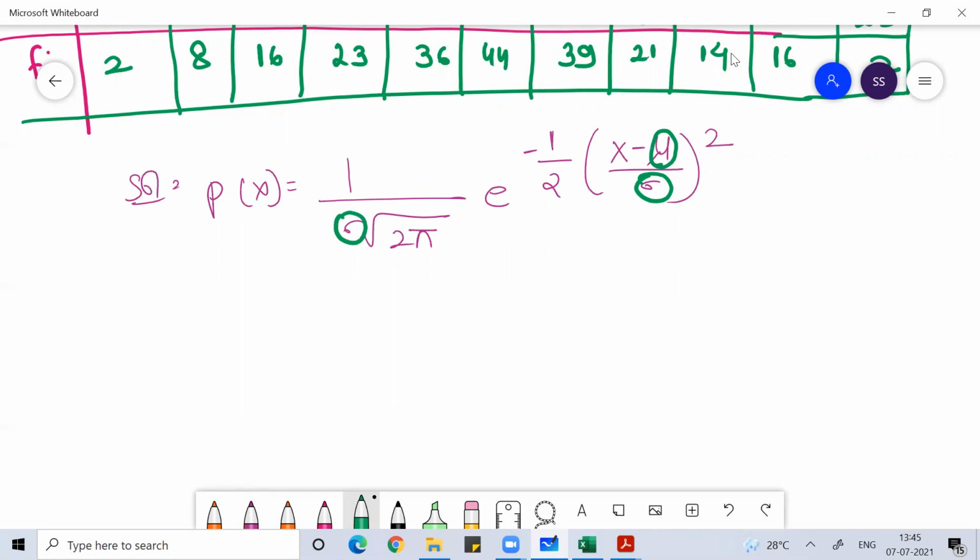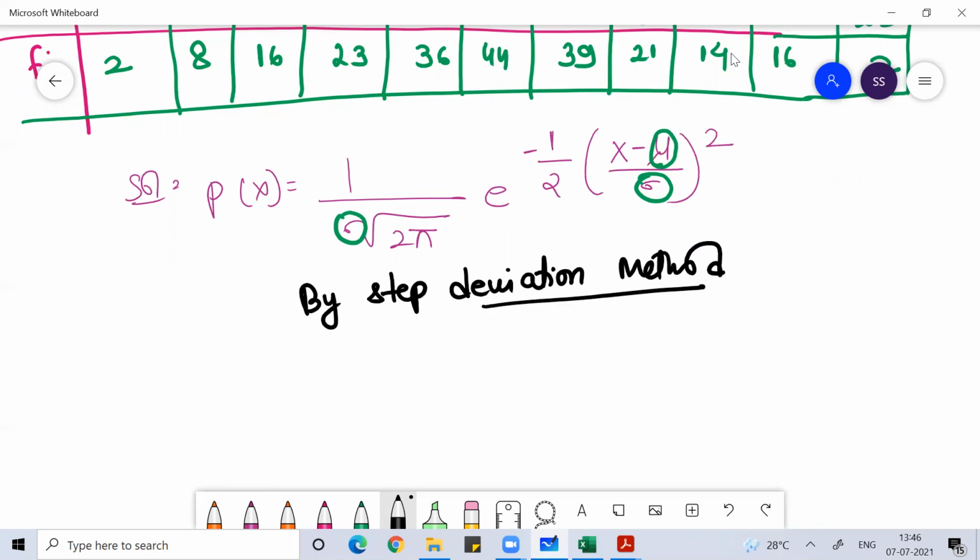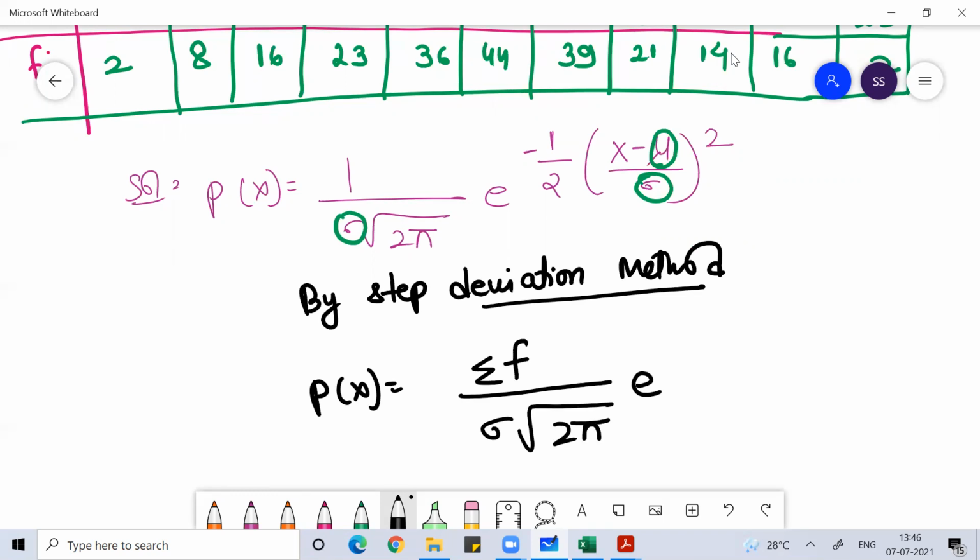Okay, guys. Now, please understand that if you solve the problem with assumed frequency, or by the step deviation method, then the probability distribution formula would be summation of f divided by sigma root 2 pi e to the power minus 1 by 2 sigma square, same thing, into x bar minus mu whole square. I hope you'll remember that.